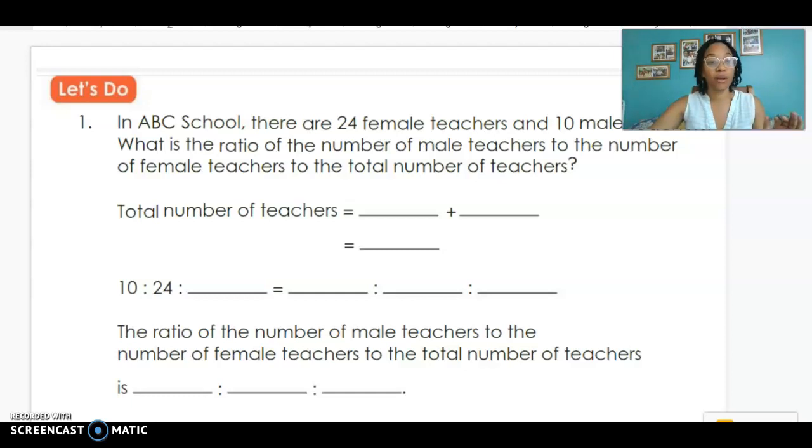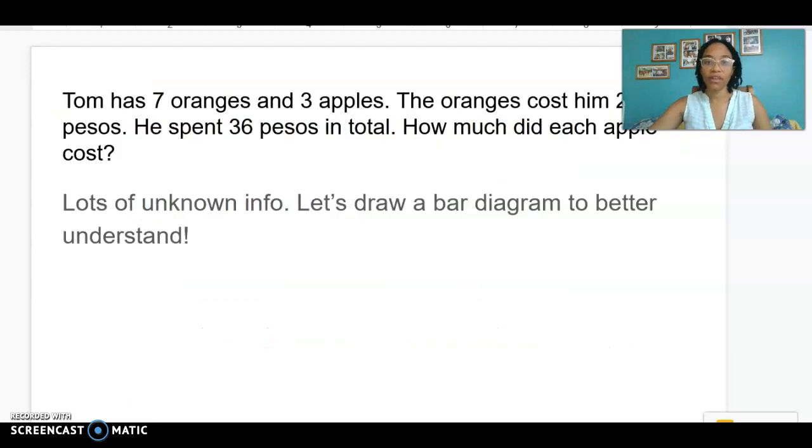Now let's try some new problems you haven't seen before. Tom has 7 oranges and 3 apples. The oranges cost him 21 pesos. He spent 36 pesos in total. How much did each apple cost?